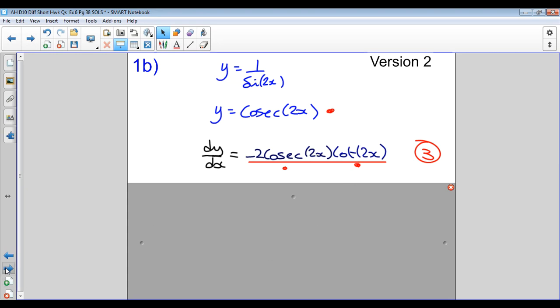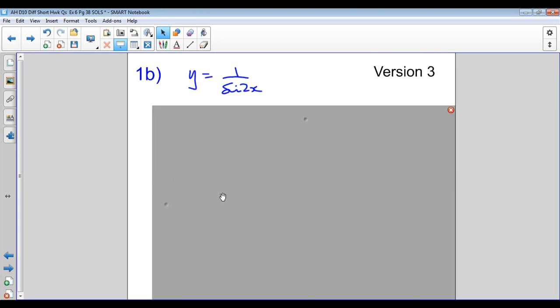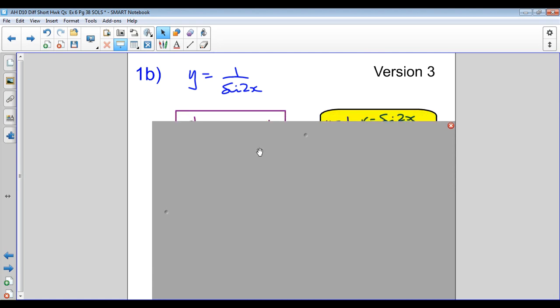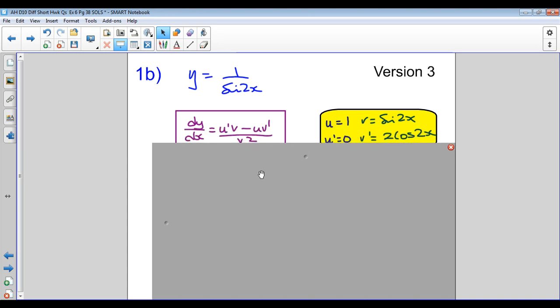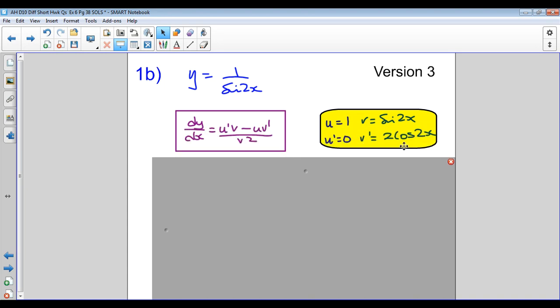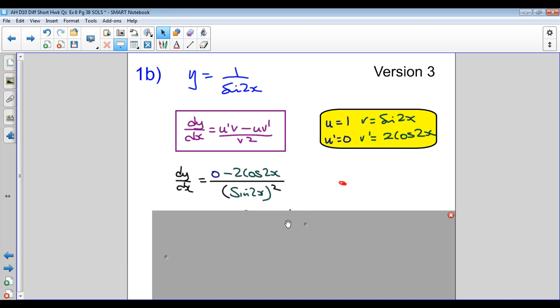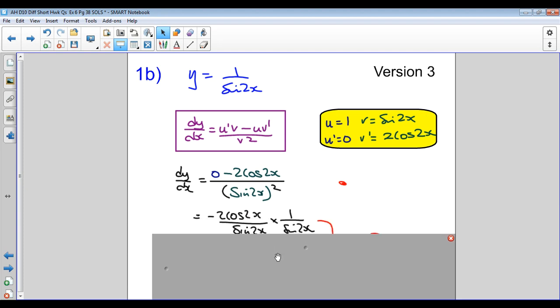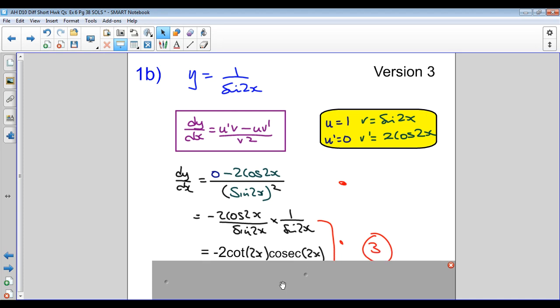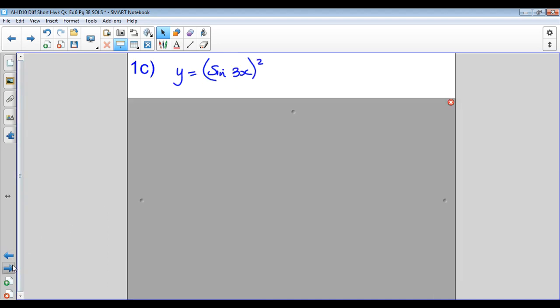Okay. Or you can use the quotient rule. So you can have u as 1, but it differentiates to 0, and then sine 2x goes to cos 2x. U dash v minus uv dash is minus 2 cos 2x over sine 2x all squared. I'm only giving you 1 mark there because that is much more simplified at the top. Then it's the same as the one at the start, that you could separate it and get to that. So again, 1 mark for one part, 1 mark for the other. So that's it done several ways.